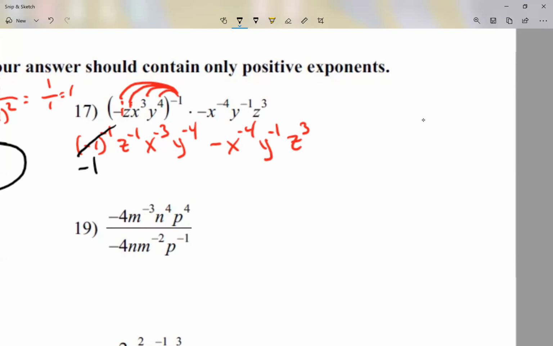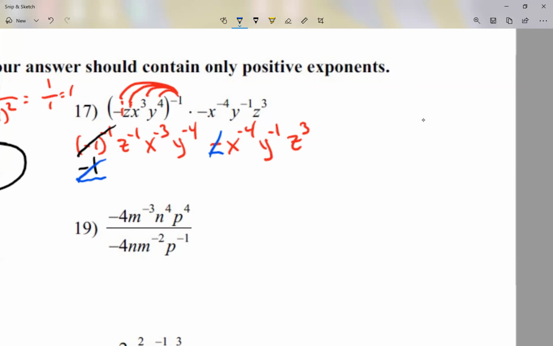So looking at numbers wise, -1 times a negative sign become +1. Now, I'm not going to worry about writing it. In multiplication, 1 is useless. So I'm going to say they cancel out. I'm not going to write it.